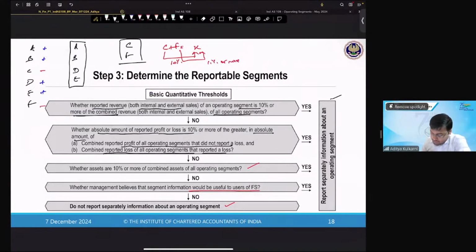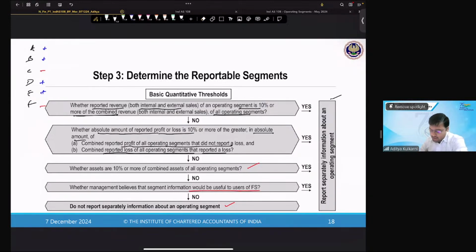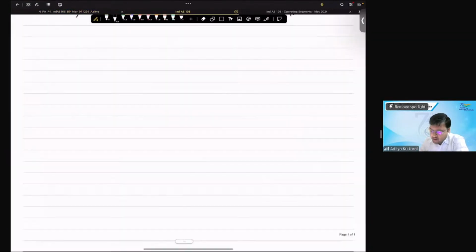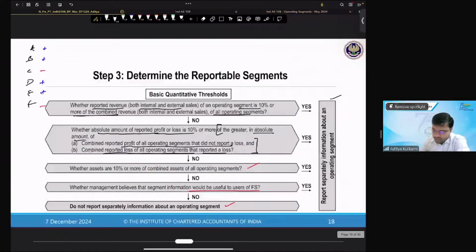Okay. I'm sorry. This is not going to be like this. We misread it. My mistake. See, what it says is whether absolute amount of reported profit or loss is 10% or more of the greater in absolute amount of combined profit and combined loss. So in this case, you can check.